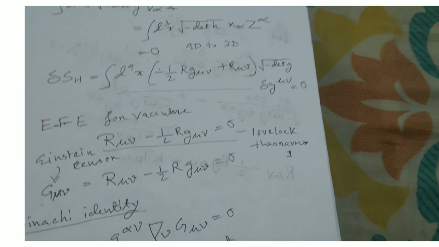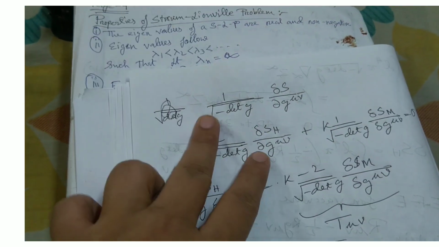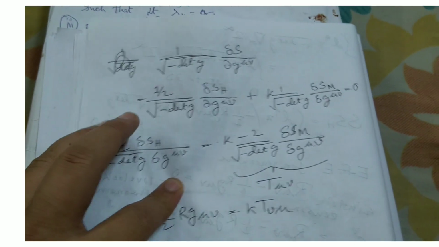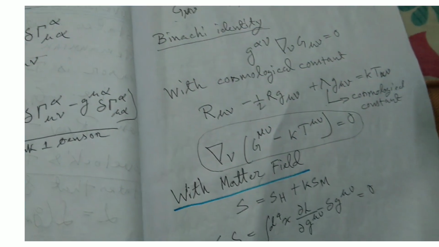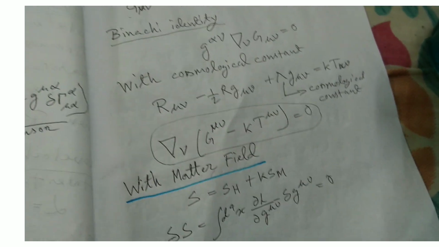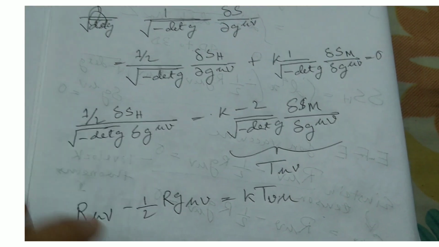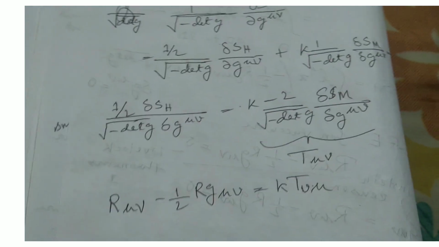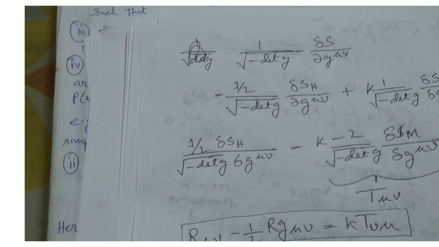Now next I will discuss where I use Lovelock theorem 2. According to the Lovelock theorem, I also discuss S_H is equal to S_M plus K S_M. So now I used Lovelock theorem 2 and I get this value equal to 0, and with simple derivatives I proved the Einstein field equation. This is my EFE.